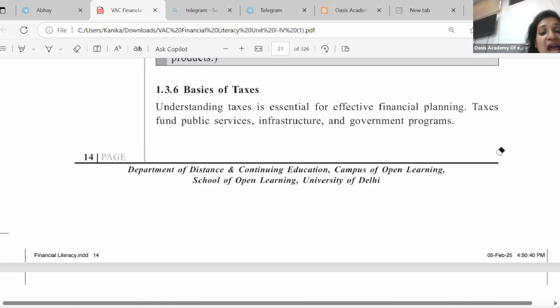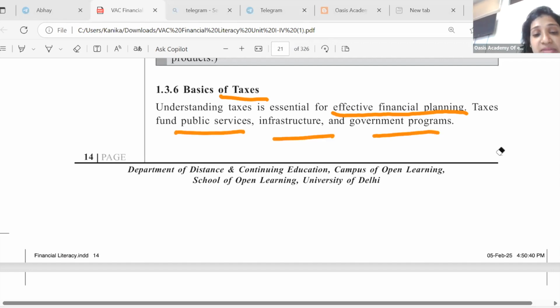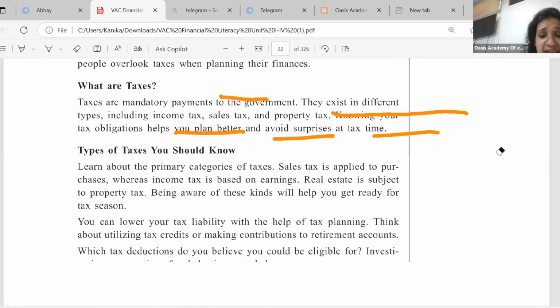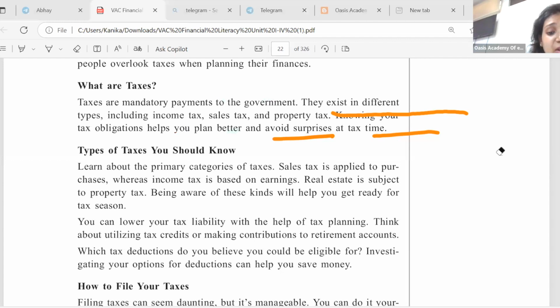Now, the basics of tax. Can you tell me what you mean by taxes? Taxes are one of the most important elements of financial planning. To have effective financial planning, you should understand what taxes are. Taxes fund public services, infrastructure, and government programs. Taxes are statutory or mandatory payments to the government.